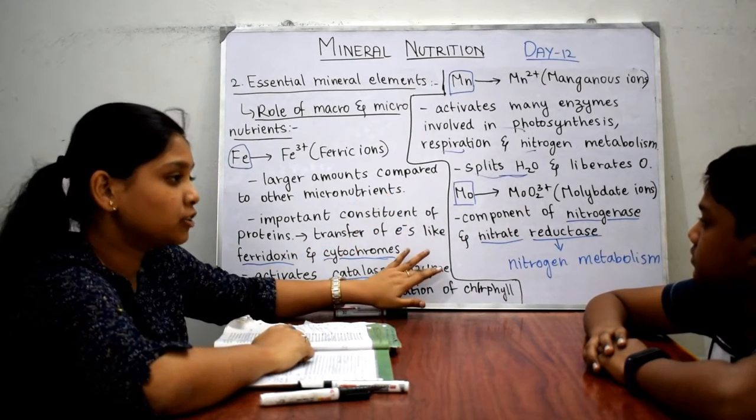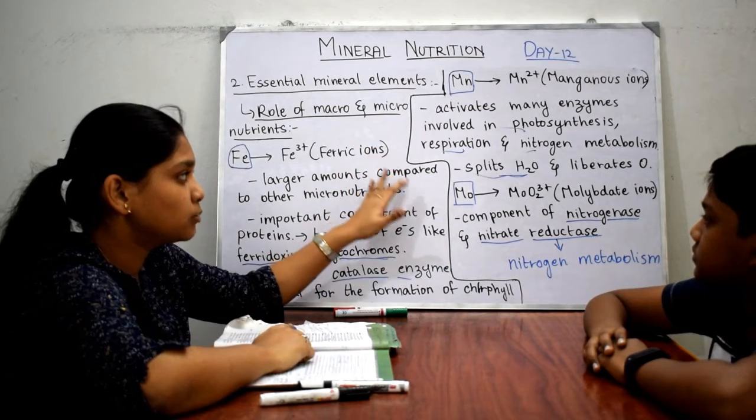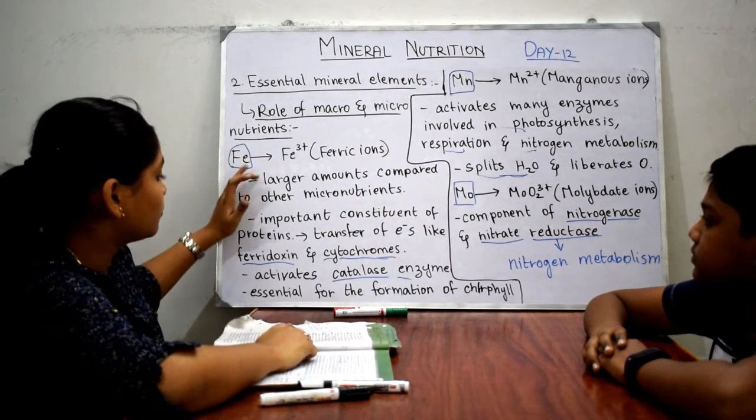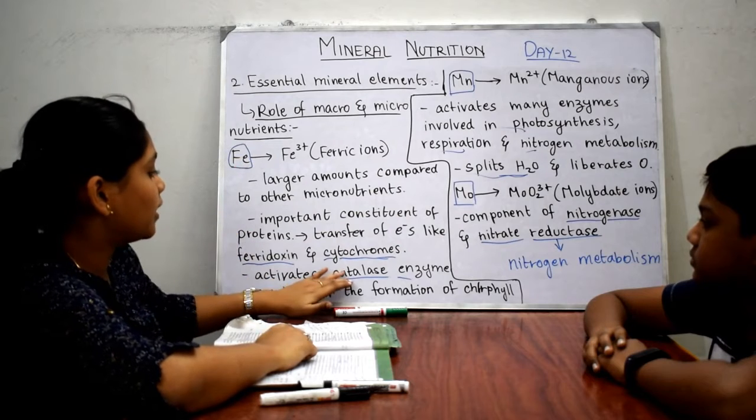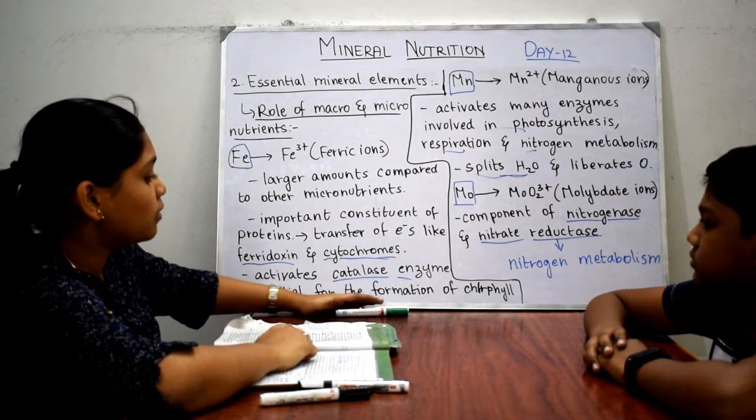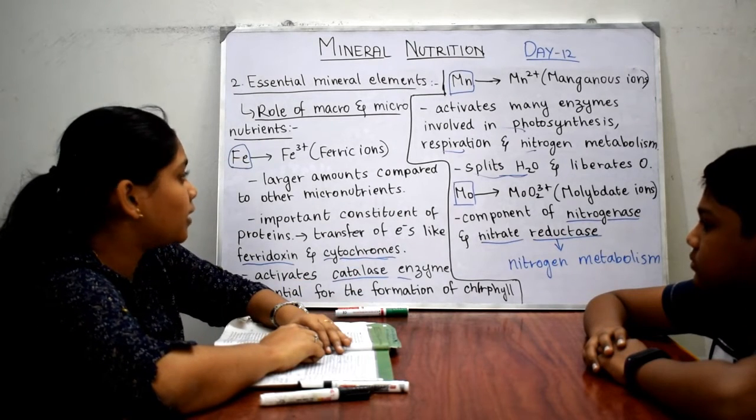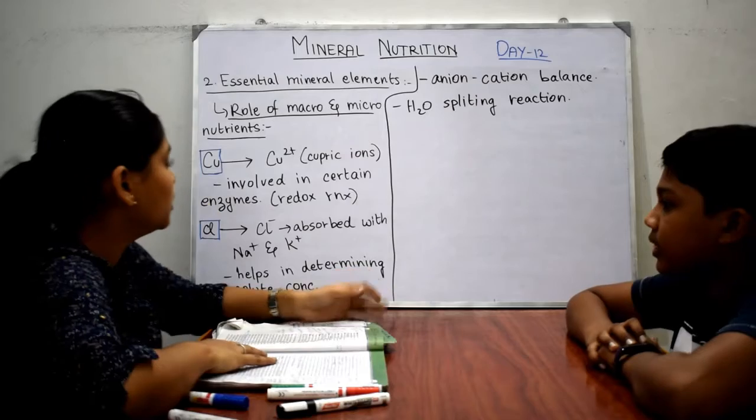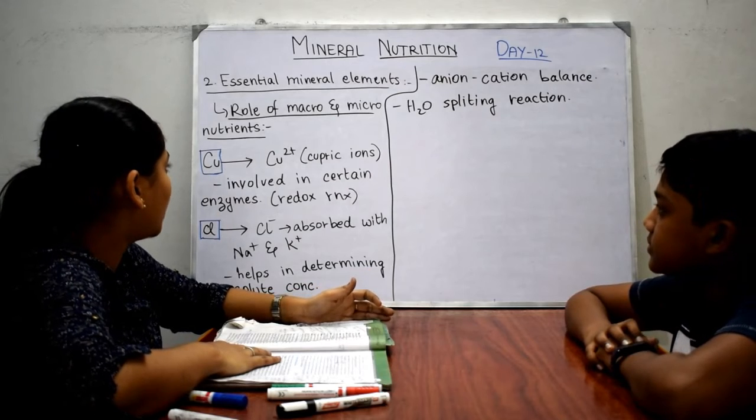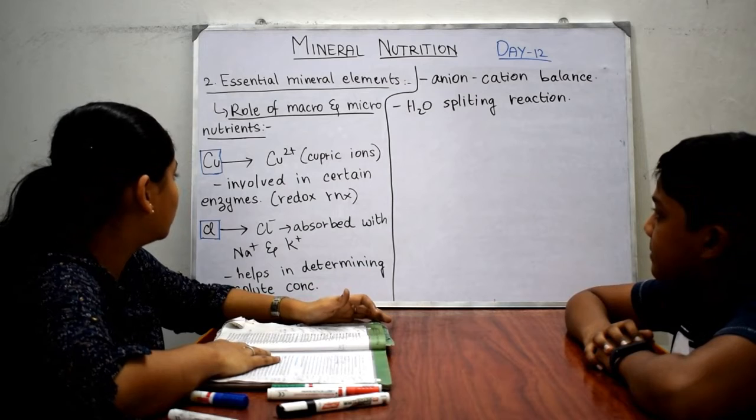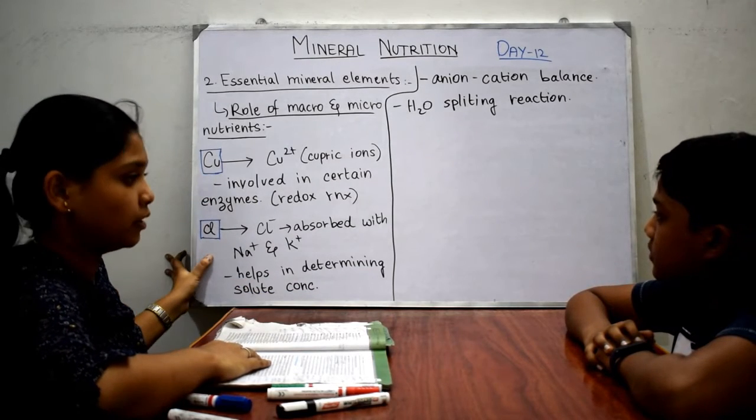Molybdenum performs nitrogen metabolism. Manganese splits water and liberates oxygen. Iron is part of ferredoxin and cytochromes, activates the catalase enzyme, and is needed for the formation of chlorophyll. Next we will see the last two elements and their roles, which are copper and chlorine.